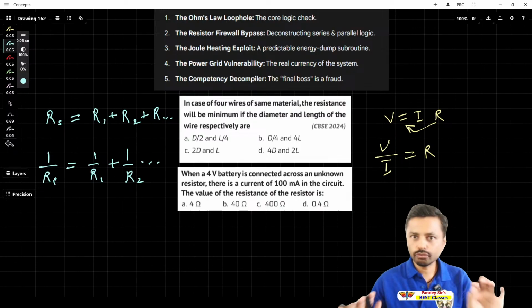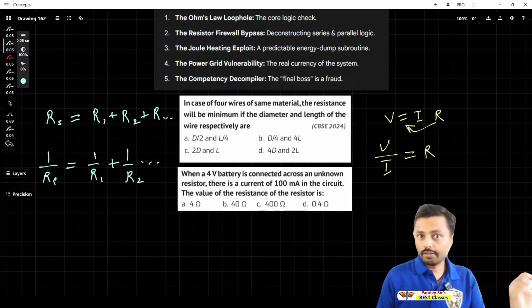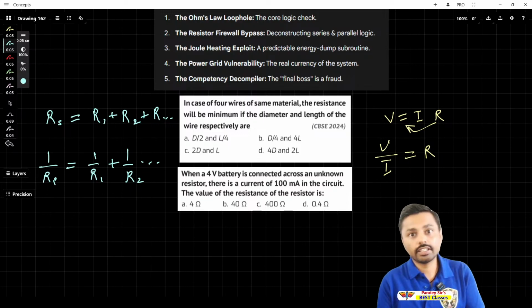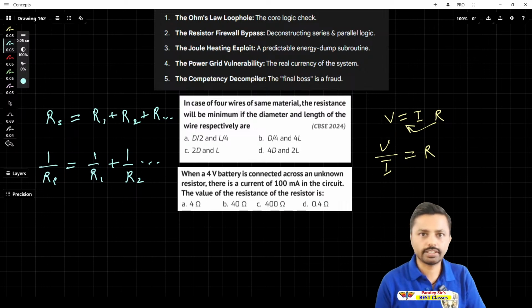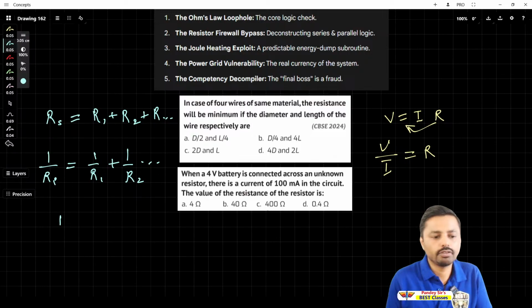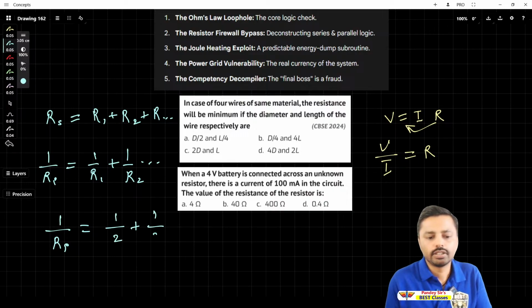Okay, but do you know one thing? 99% of the students, 99% of the time, make a mistake. Can you guess what mistake? Let's say they have done it this way and found 1 by Rp equal to, let's say, 1 by 2 plus 1 by 2. They found 2 by 2, since the denominators are the same, equal to 1.